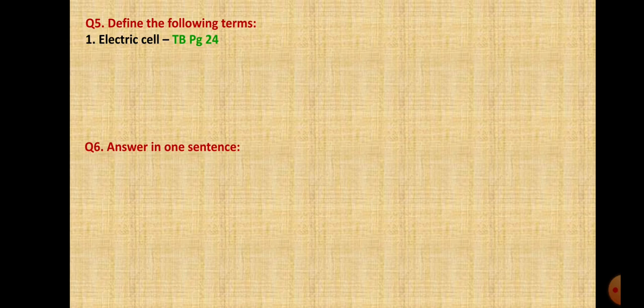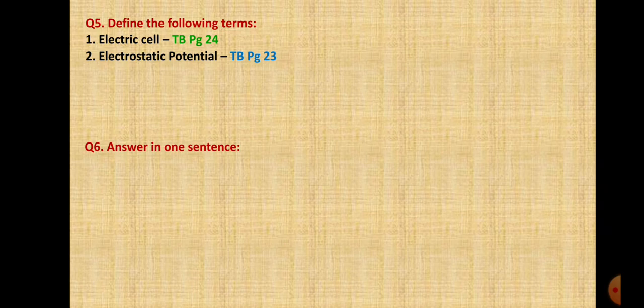Such a general device is an electric cell. So this is the answer of 5.1, electric cell. Second question is electrostatic potential. This is given in your textbook on page number 23.